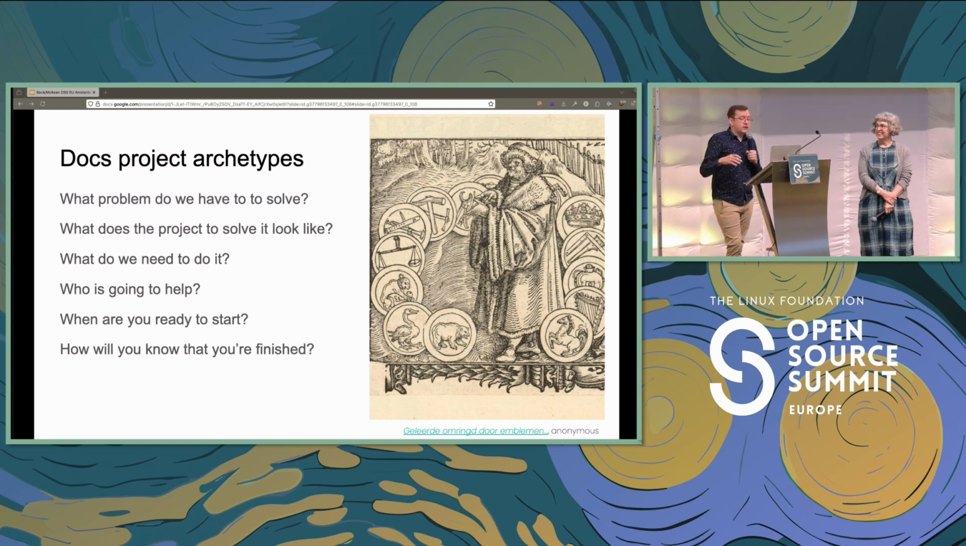And so the archetypes frame documentation work in terms of what happens if we start with a docs problem to solve. What does the project to solve that problem look like? What resources would you need to bring to bear on this project? Who would your collaborators be? How would you know when you're ready to start? And what is going to be the evidence that you've actually completed the work? And so I'm going to talk you through an example here.